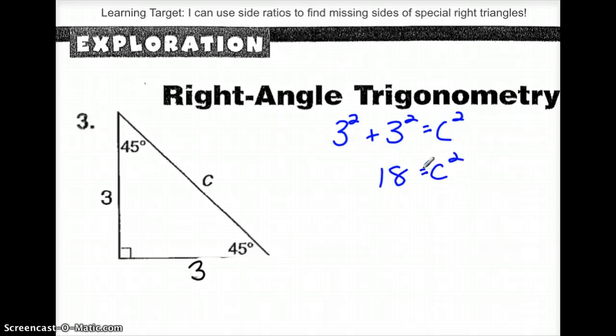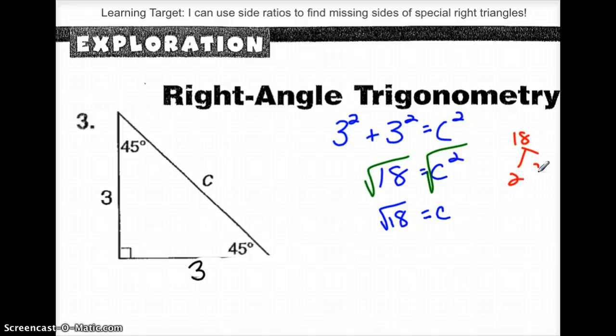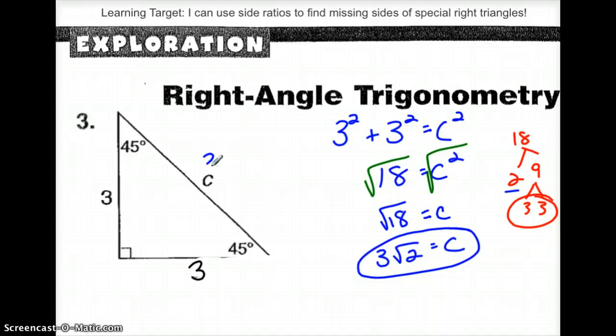When I take the square root, I end up with the square root of 18, so I need to do a factor tree of 18 over to the side. Let's go 2 and 9, and 3 and 3. Look, there's a pair, just like I need. So the 3 comes out, and this one stays in. So this would be my c value, which is my hypotenuse.